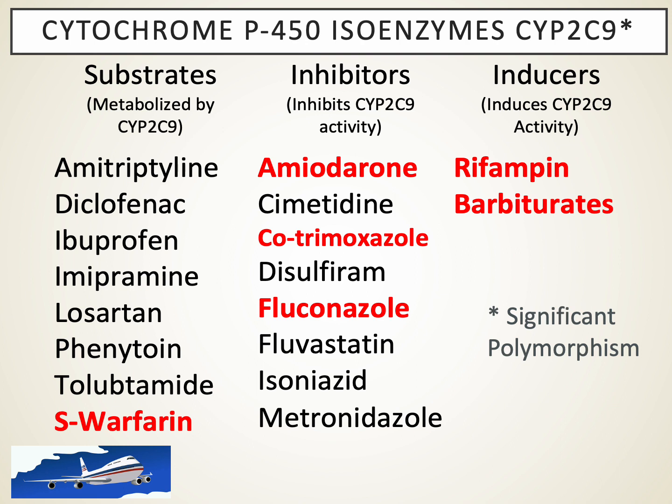And then sometimes, by giving inducers like rifampin or barbiturates, we may actually see the warfarin levels go down, and a patient gets subtherapeutic and at risk for clotting. And we may need to increase the warfarin dose accordingly. So these are common interactions you'll see in practice.